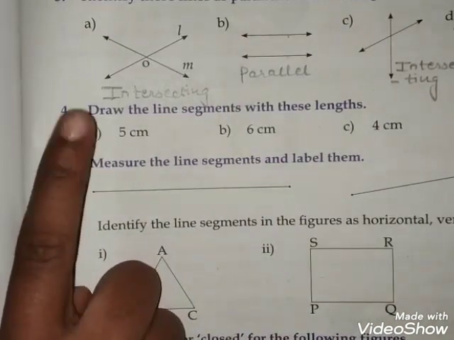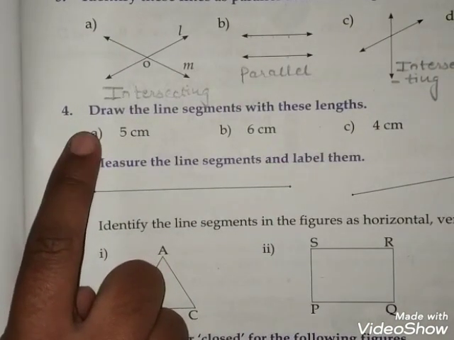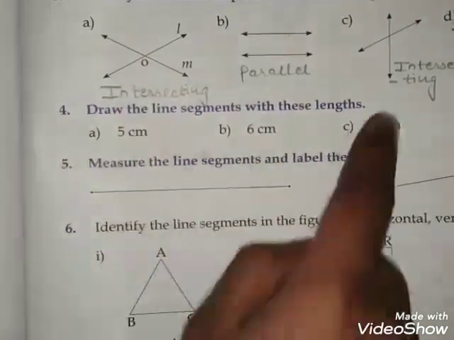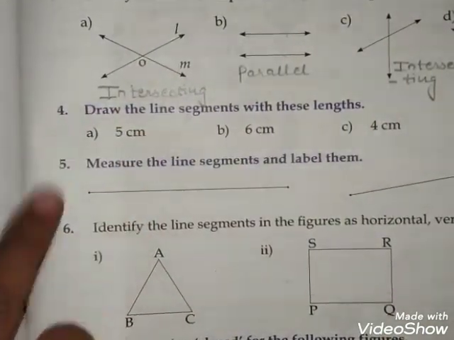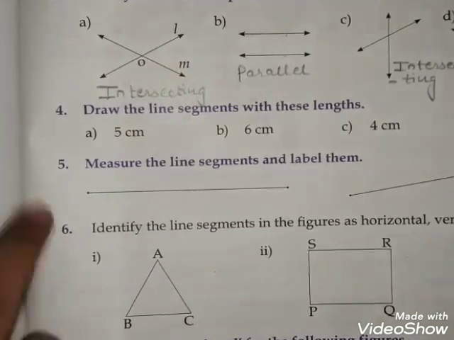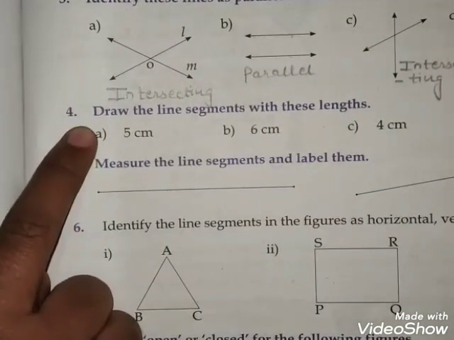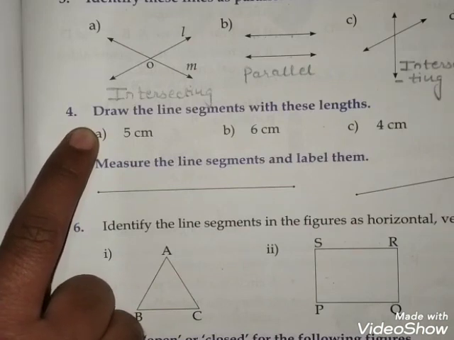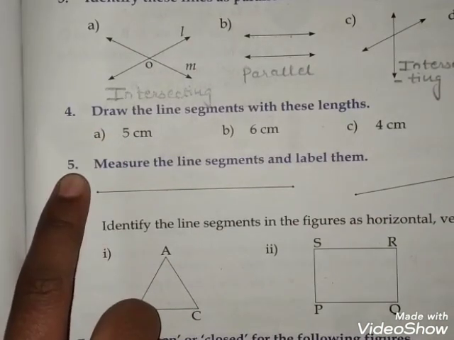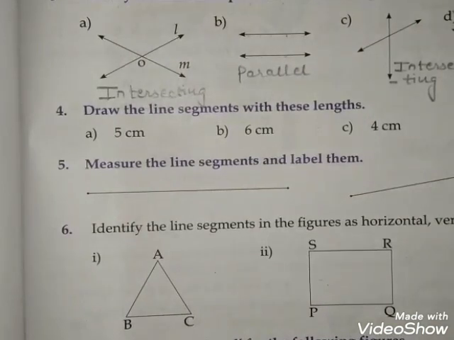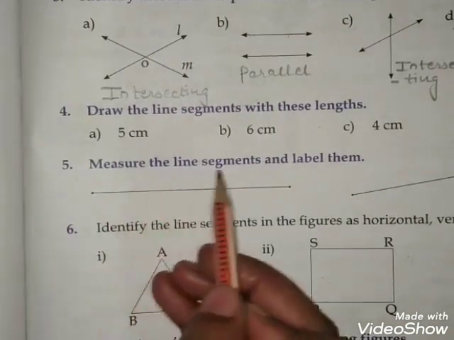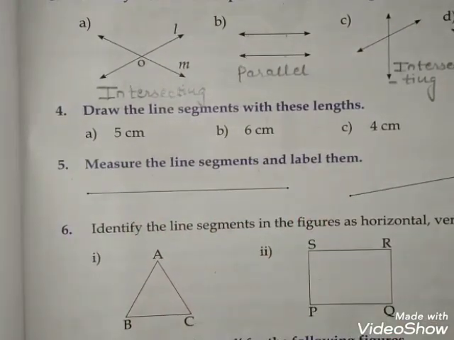Okay, so this question we will do in our notebook. Right now we should move to the further question. Okay, let us complete this exercise in book, then we will move to this question, and then we will do this question in the notebook. Alright, so here, moving to the question number 5. The question is, measure the line segment and label them.